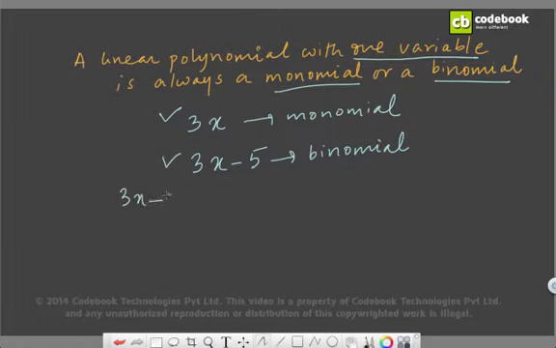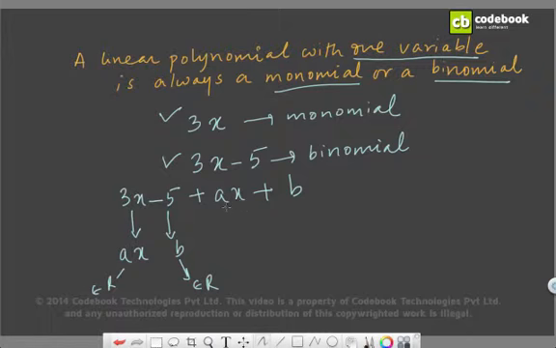Consider the polynomial 3x minus 5. If I have to add a new term to this polynomial and still maintain the degree of this polynomial to be 1, I should either add a term which is in the form of ax, where a is a real number, or add a constant b, which is again a real number. So let's add that: ax plus b. So now I have a polynomial with more than two terms.